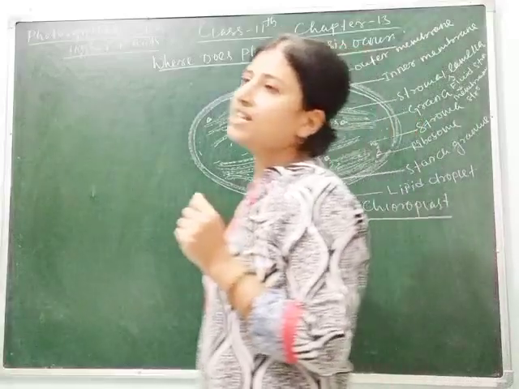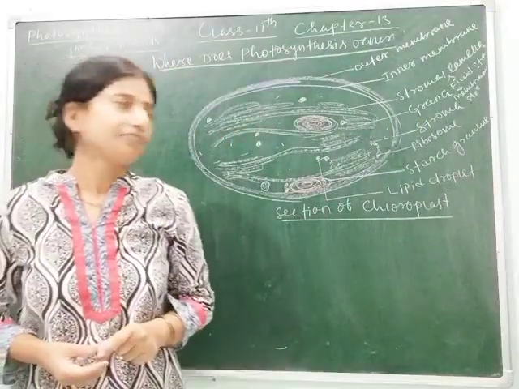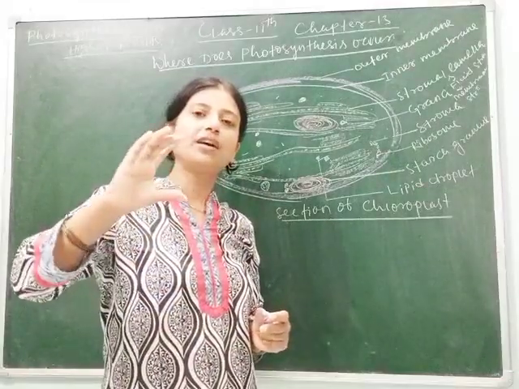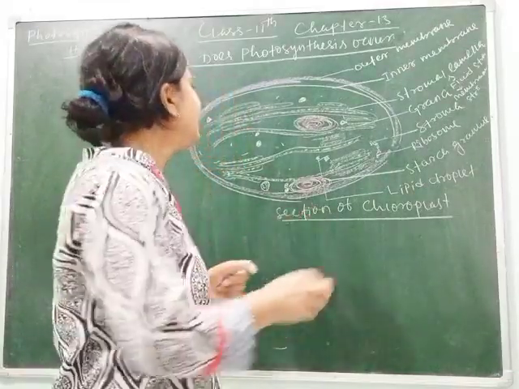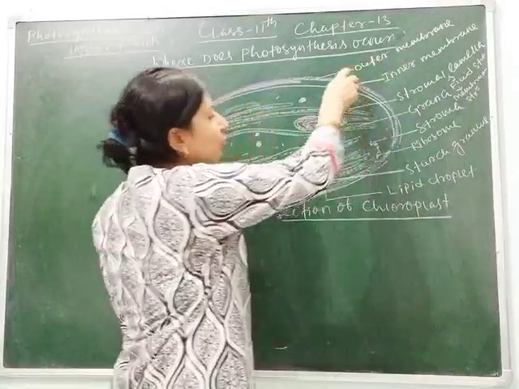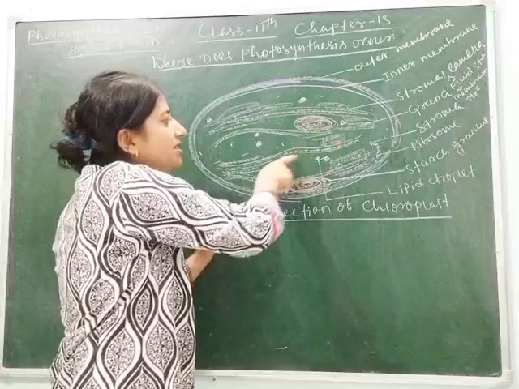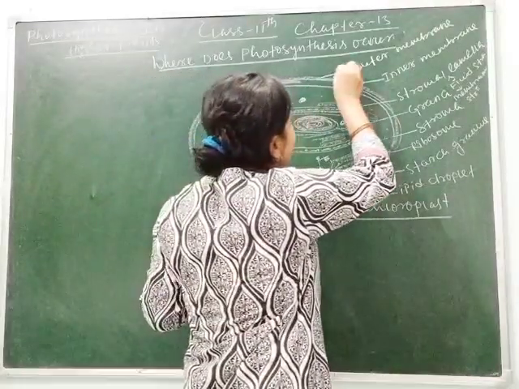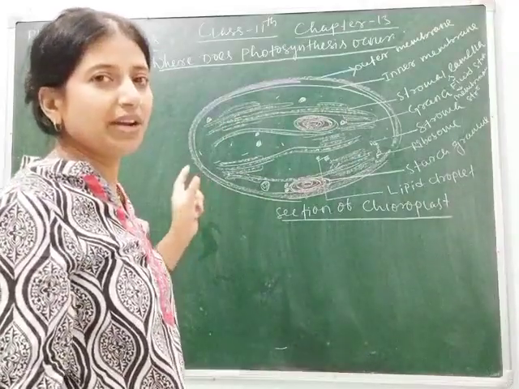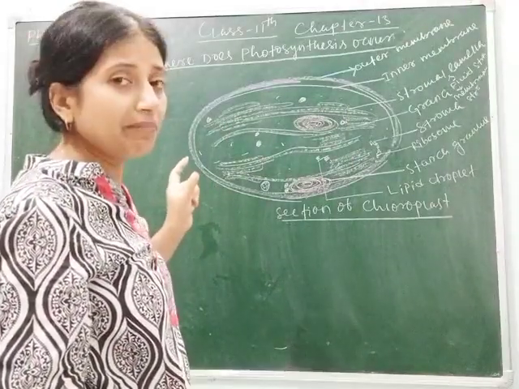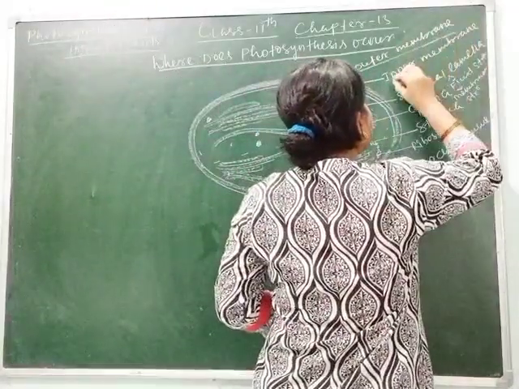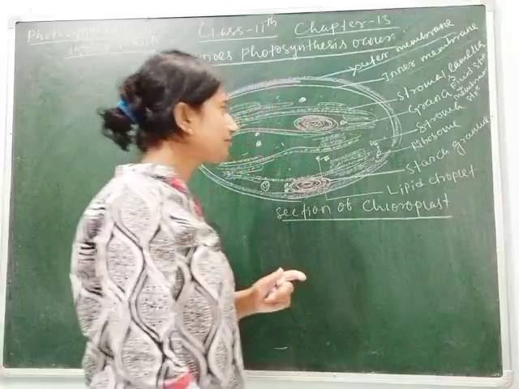As you know, chloroplast is present in the mesophyll cells, lying towards the wall of the mesophyll cells. This diagram represents the chloroplast, and this layer is the outer membrane of the chloroplast. As this is a double membrane bound structure, it has two membranes. One is the outer membrane and the second is the inner membrane.